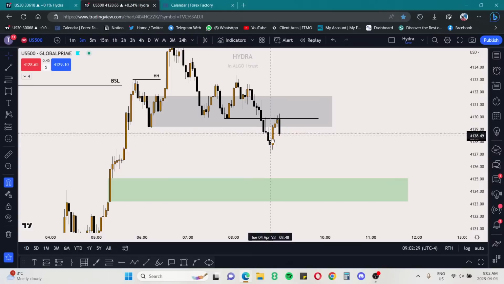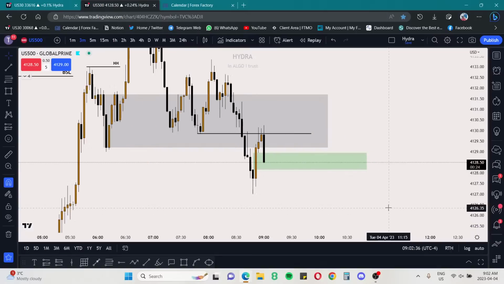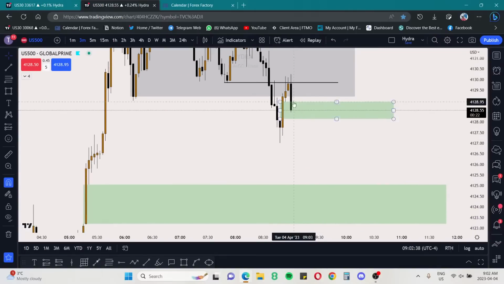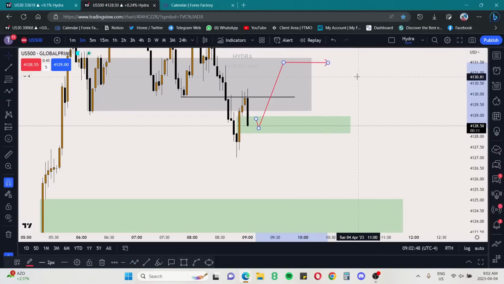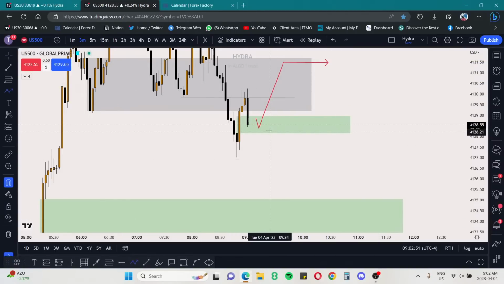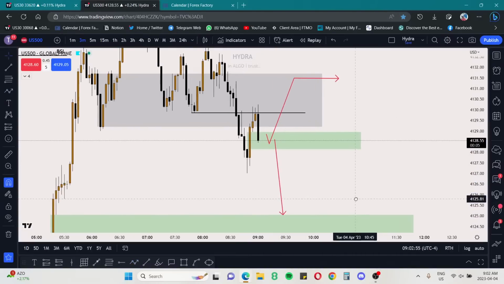That's a fair value gap right here. So if price wants to come down, I want to see price smashing through this fair value gap. I don't want to see price getting support from this fair value gap, right? If price is getting support, then we can expect something like this. But if price is not getting support and remaining heavy, then we can expect something like this.